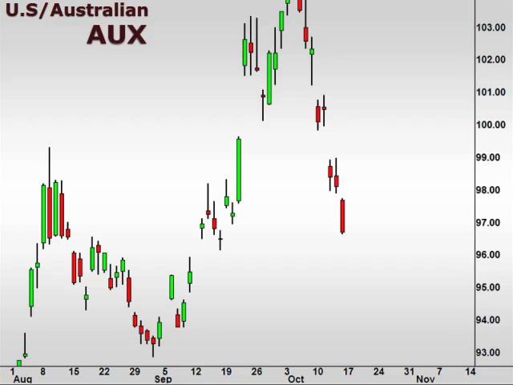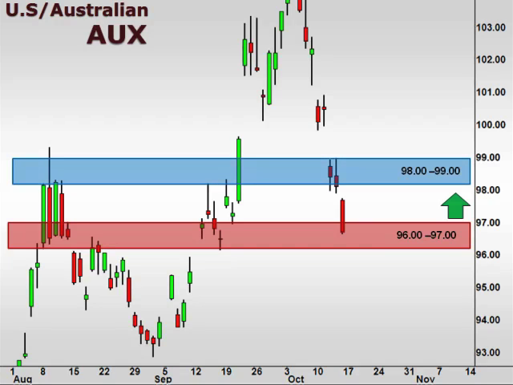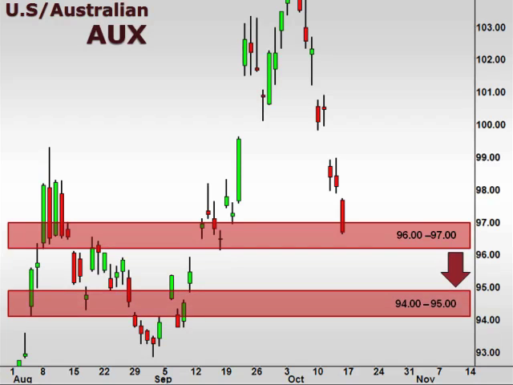Let's take a look at the US dollar versus the Australian dollar as seen here in the ISC FX options pair value AUX. Well, the AUX gave up over 4 points last week, landing in the 96-97 focal zone last Friday. Now, we do expect a bounce to test 98-99 at the very least after such a significant sell-off. However, our next target to the downside, should that level fail to hold, sits at 94-95.